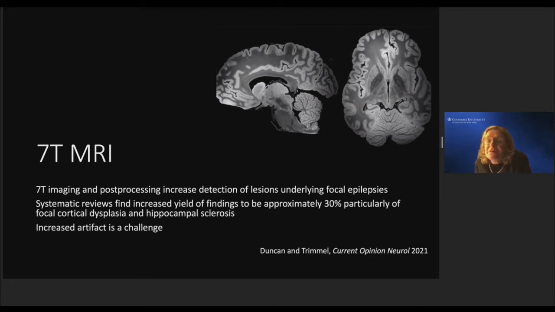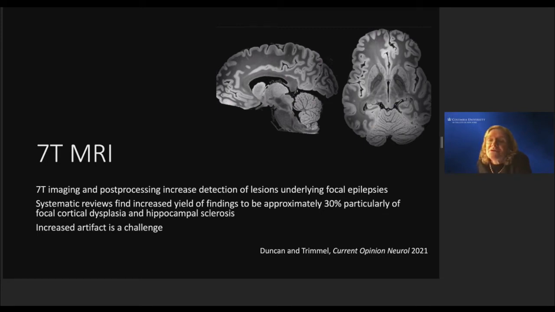So therefore, individuals may need, for many of these studies, to be referred to epilepsy centers. Interestingly, systematic reviews find increased yield of findings to be approximately 30%, particularly for focal cortical dysplasia as well as hippocampal sclerosis. Now, of course, 7T is not without its problems. Increased artifact is a challenge.